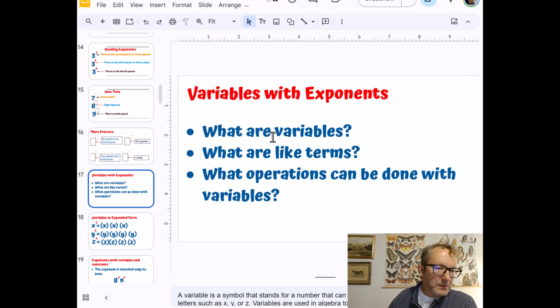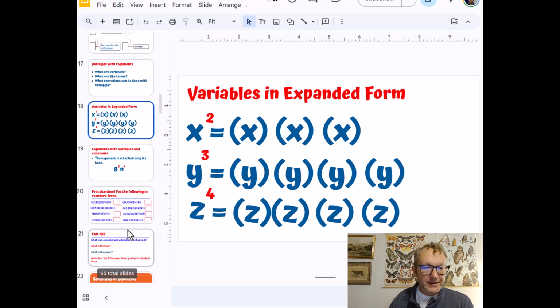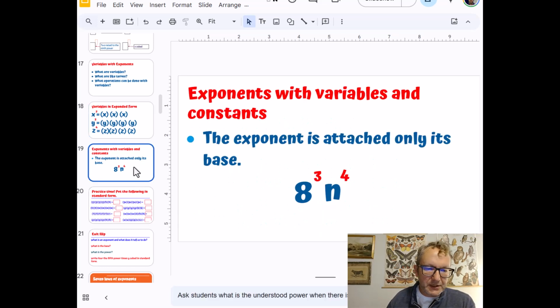But now we've got variables with exponents. We're going to go through some discussion. This could be whole class, think, pair, share, shoulder partner, just whatever you're comfortable doing. And now we do variables in expanded forms, and we want kids to think of variables just as numbers, right? Values. So I like to introduce them as soon as I can, just to help kids get comfortable. So that's all we're doing here.